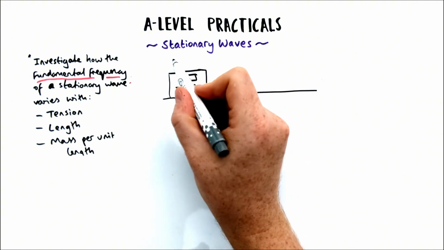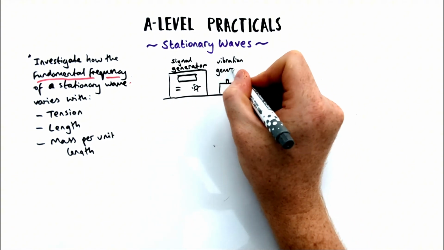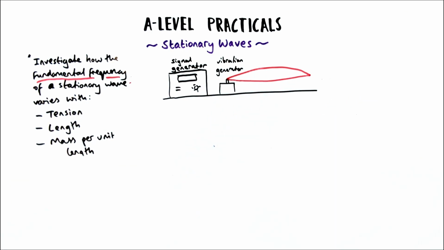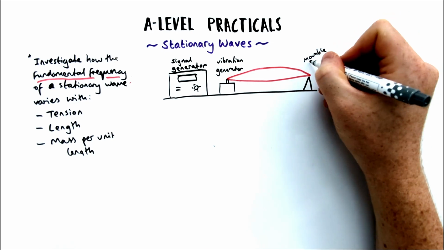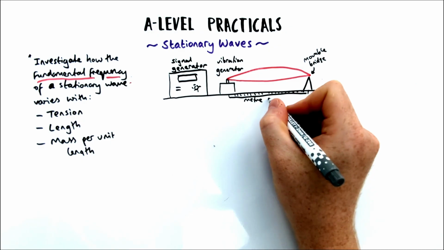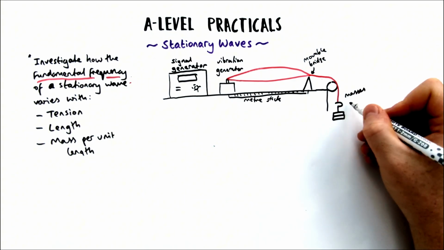You'll have a signal generator, which generates the signal at a specific frequency. You'll have a vibration generator, which transfers that signal in vibration form to a piece of string. Then over the other side of the bench, you have a movable bridge, which you can use to change the length of the string that's experiencing the wave. And then you have it draped over a pulley with some masses at the other end. So the tension here is provided by the masses.